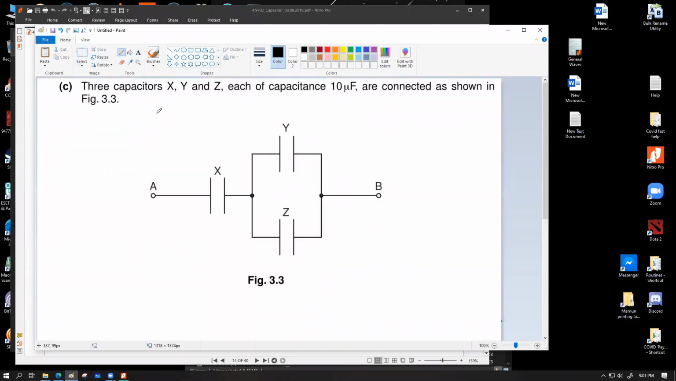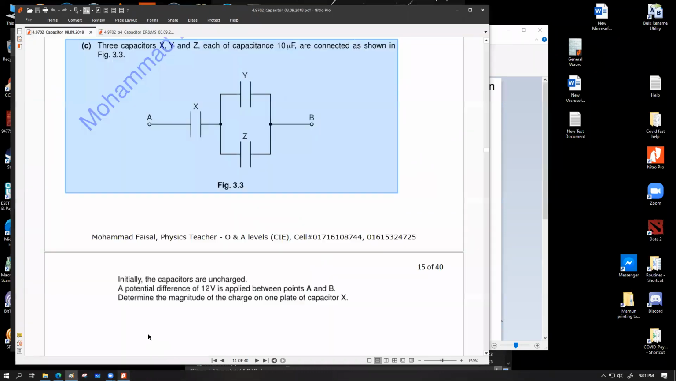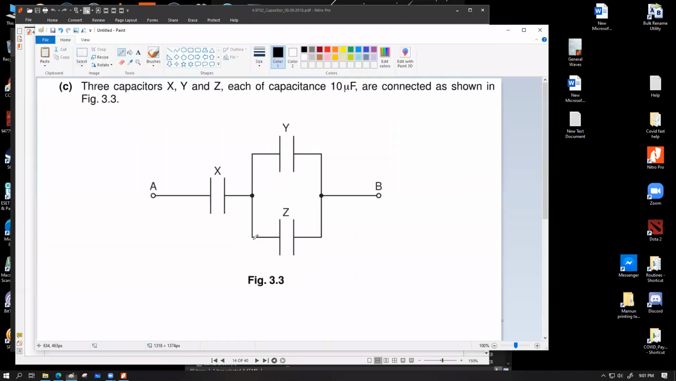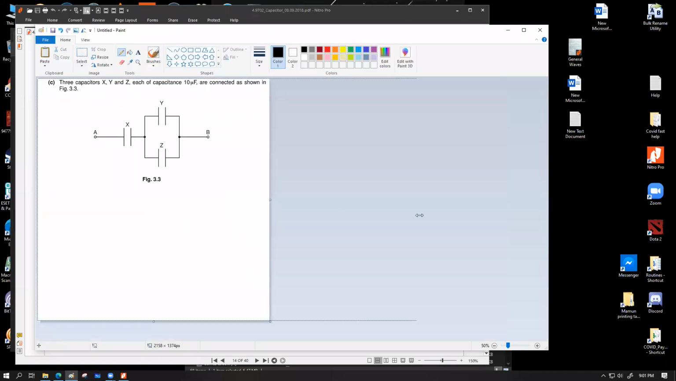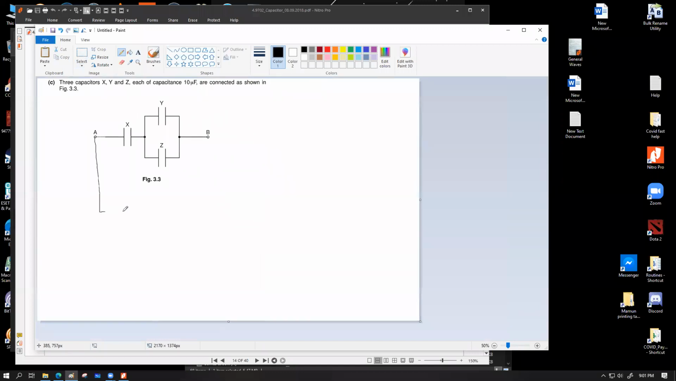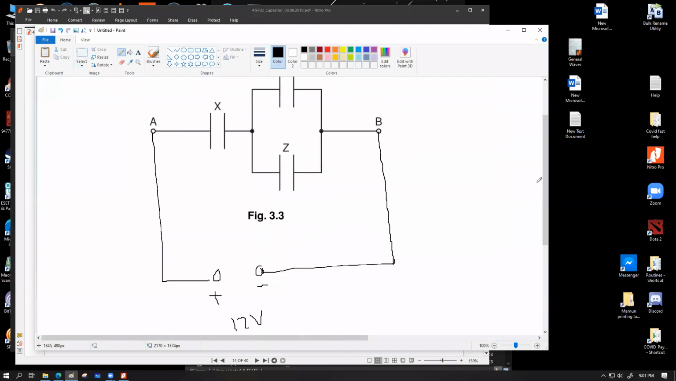Whenever we'll connect a 12 volt supply across these two points, let's say plus minus 12 volt, how would the voltage be distributed among them? Try to understand this part first.